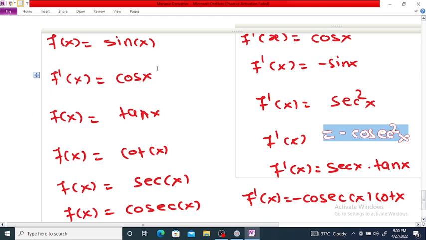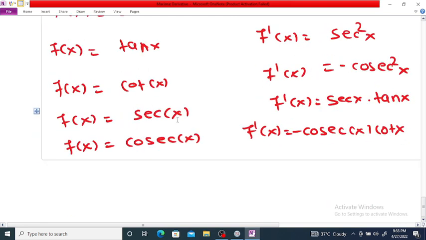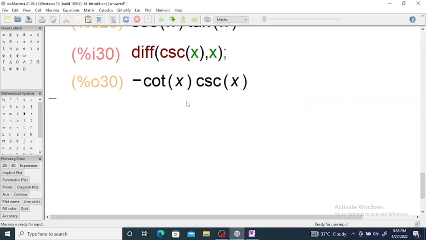So for the remaining trigonometric functions, you just enter sin x, cos x, tan x, cot x, sec of x. But for cosec x, only for this function in Maxima, you write it as csc of x, and you will get the derivative, which is equal to minus cosec x into cot x.